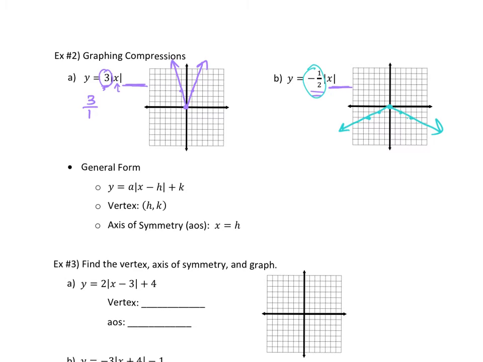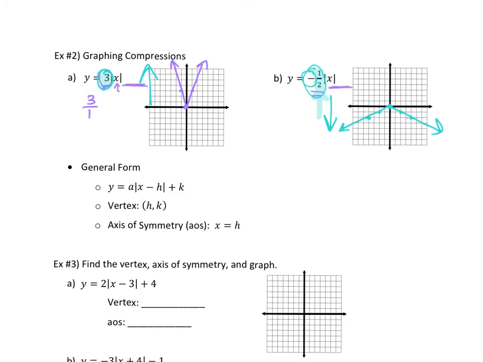Okay, so there's 2 things I want you to see here. First of all, when it was positive, it opened up. When it was negative, it opened down. Okay, so that's how it will always work. Positive opens up, negative opens down. But then also look at this. This number is a 3. This number is a 1/2. The 3, the bigger the number, the skinnier it gets. The smaller the number, so move into a fraction, the wider it gets.